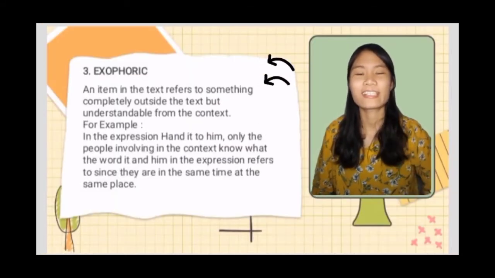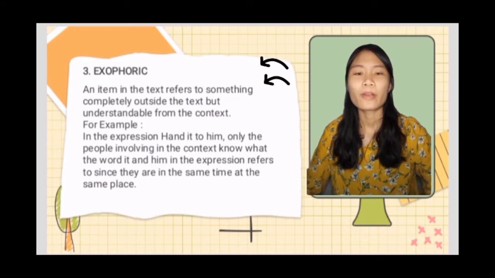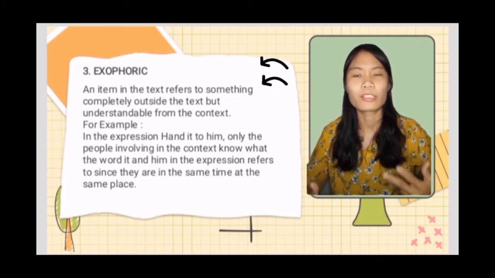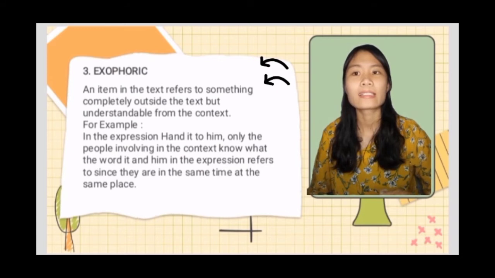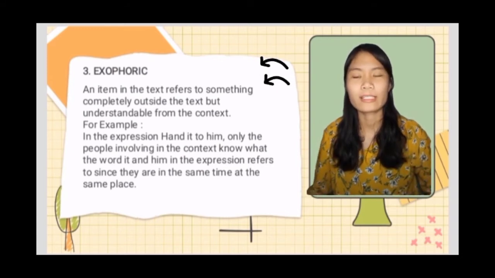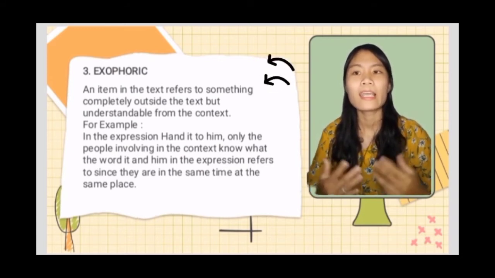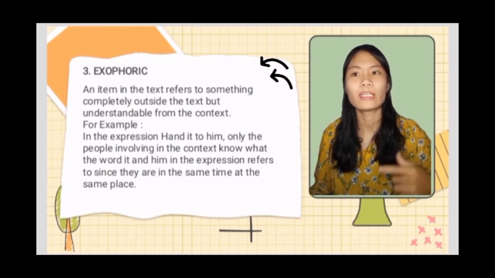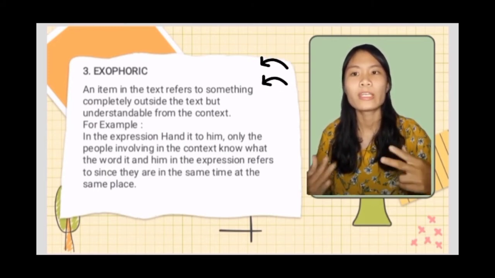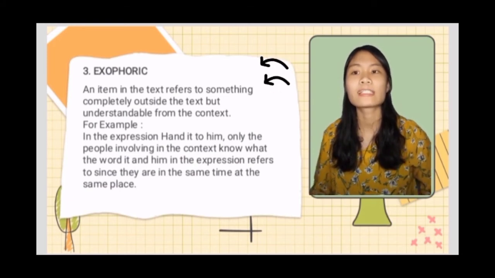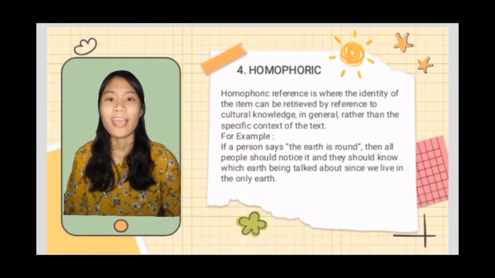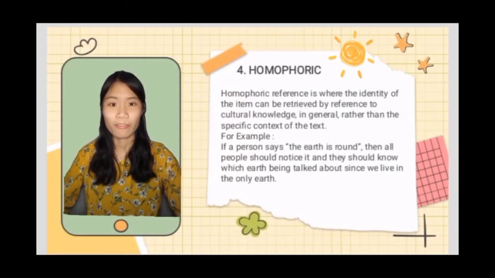Number 3 is Exophoric. Exophoric is an item in the text that refers to something completely outside the text, but understandable from the context. For example, in the expression hand it to him, only the people involved in the context know what the words it and him in the expression refer to since they are at the same time at the same place.